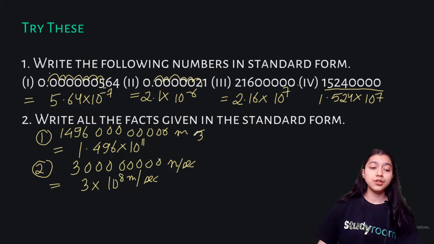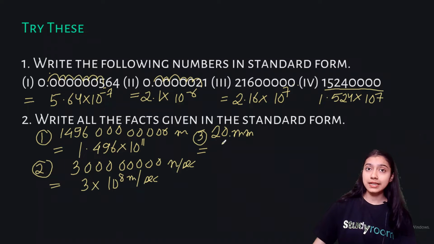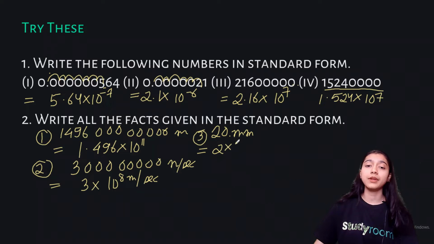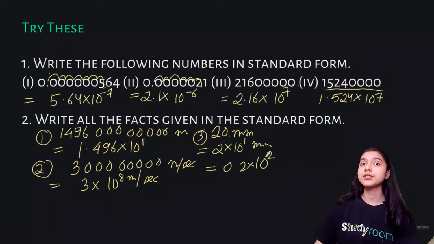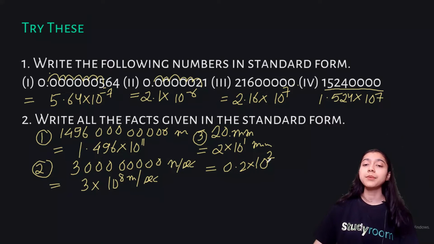The next thing that was given to us was 20 millimeter. Now this 20 millimeter can be expressed in standard form in two ways. First is, we can shift this decimal point just a single place and write it as 2 multiplied by 10 to the power of 1 millimeters. Or the second thing we can do is, we can even express it in the form of 0.2 multiplied by 10 to the power of 2, because we are shifting the decimal place towards the left hand side. So the power will be 2 and we are shifting it 2 places. So it will take power 2.